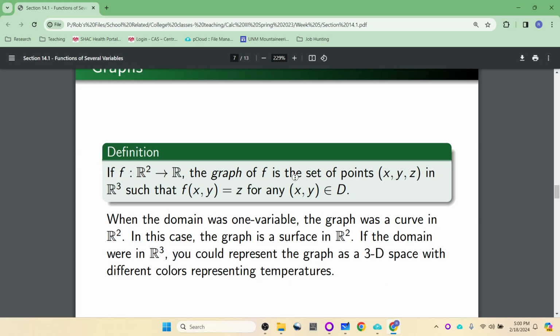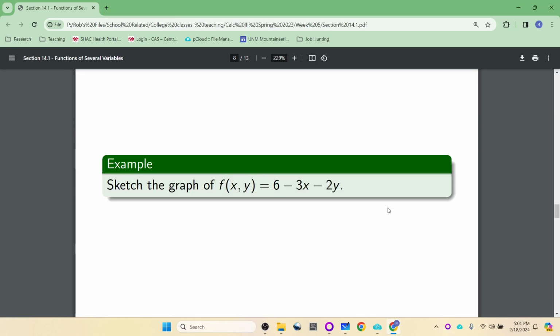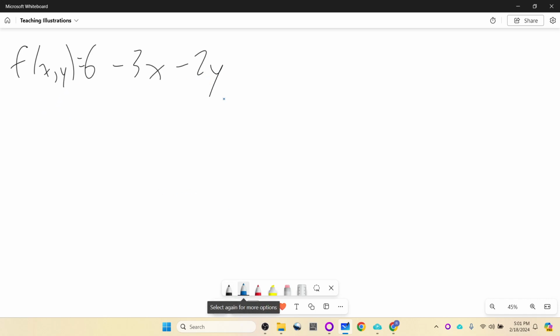All right, so let's do an example here. Sketch the graph of f of x, y equals 6 minus 3x minus 2y. Okay, 6 minus 3x minus 2y. So what we are saying is that if you plug in an xy pair, we need to combine it with the z that comes out from this. So we need z equals 6 minus 3x minus 2y.